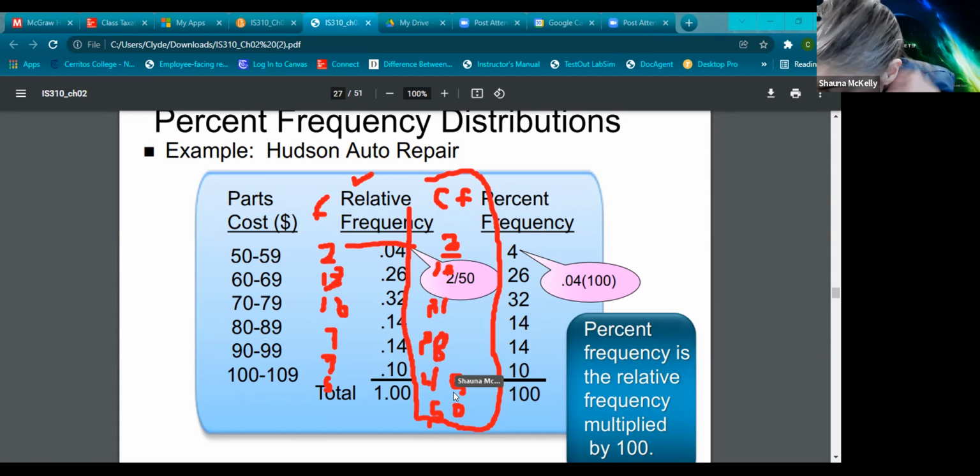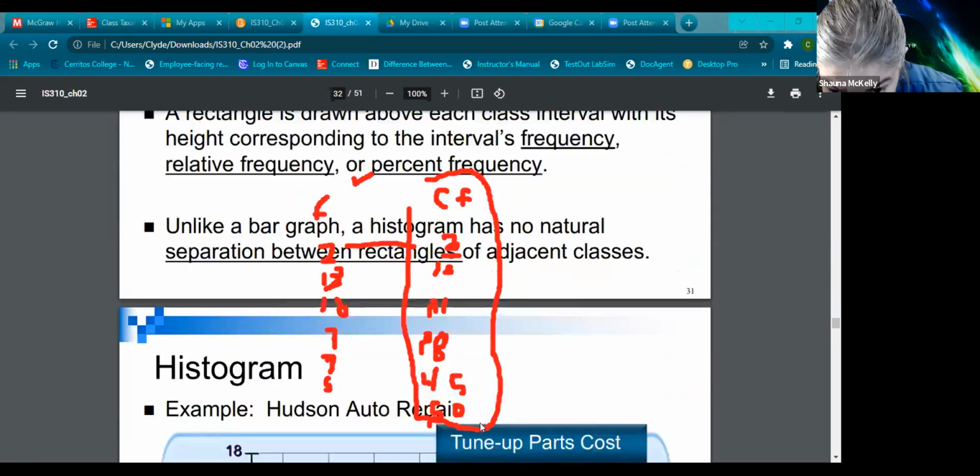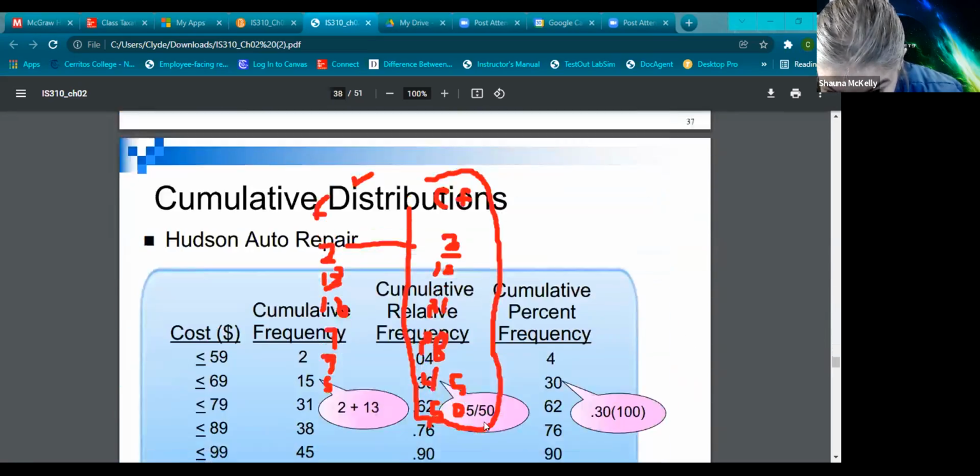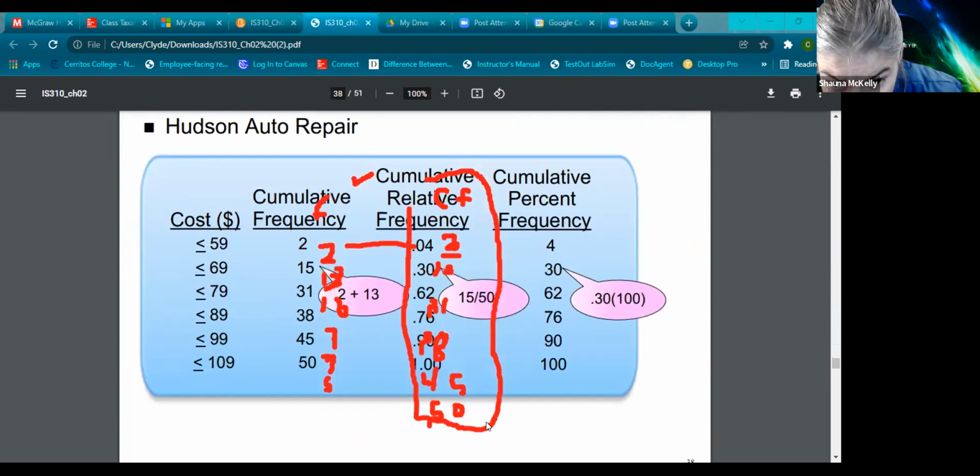So let's scroll down to where you were at. Okay, go back. Okay, so here, this is my numbers, 2, 15, 31, you see it? She didn't do this part for you. But you have to do that part to get the numbers that I got right here. 2, 15, 31, 38, 45. So that's where she got those from, okay?